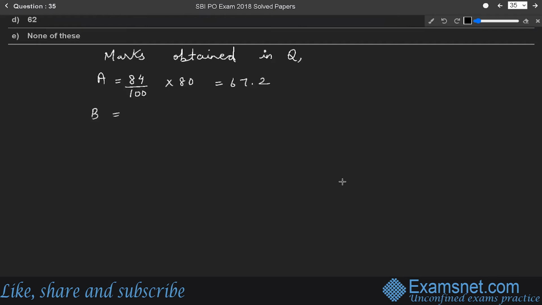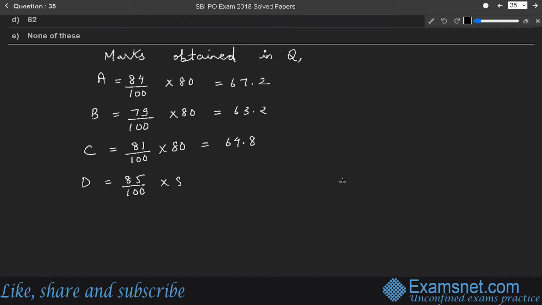For B, it will be equal to 79 upon 100 into 80, which will be equal to 63.2. For C, it will be equal to 81 upon 100 into 80, which will be equal to 64.8. For D, it will be equal to 85 upon 100 into 80, which will be equal to 68. For E, it will be equal to 66 upon 100 into 80, which is equal to 52.8.